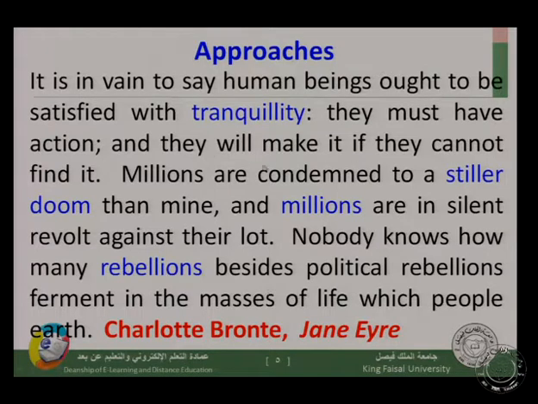First, the key words, the difficult words: tranquility, stillness, doom, millions, rebellions. Okay, "in vain" means useless. The writer says that please don't say that human beings should be happy with tranquility, that is to say, with peace of mind, with stillness. She doesn't want that. She is not happy with that.